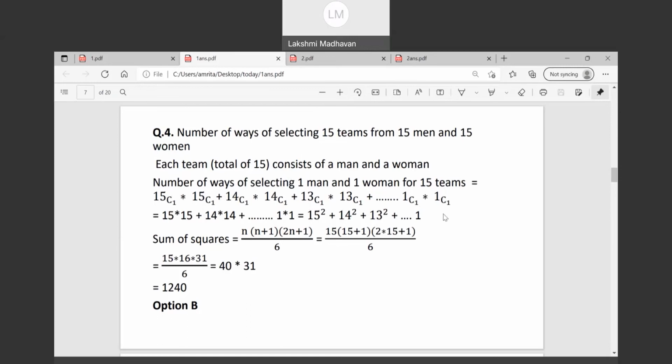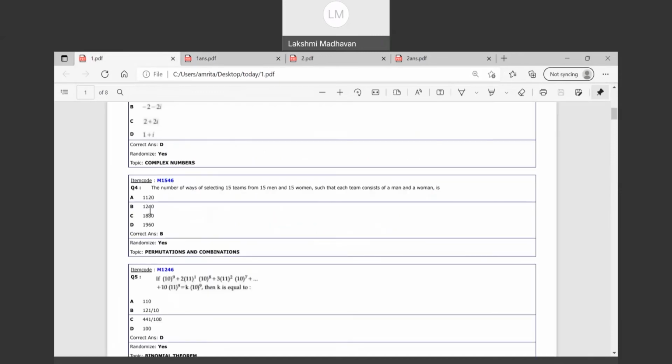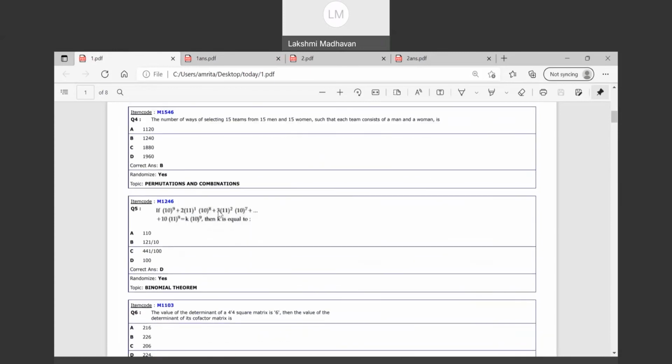While studying mathematics, we have studied this equation, right? The sum of the squares is equal to n times (n plus 1) times (2n plus 1) divided by 6. We have the count n as 15. So just substitute this: it becomes 15 times (15 plus 1) times (2 times 15 plus 1) divided by 6. Simply solving this, we can easily answer this question, and the answer is 1240. So 1240 is option B, and the correct answer for this question is B.